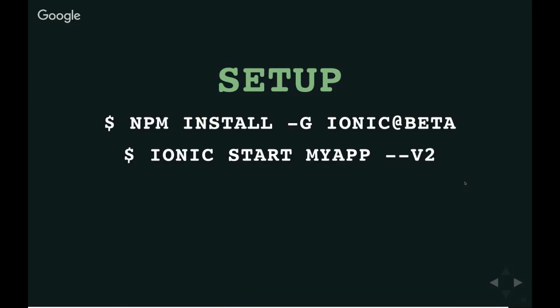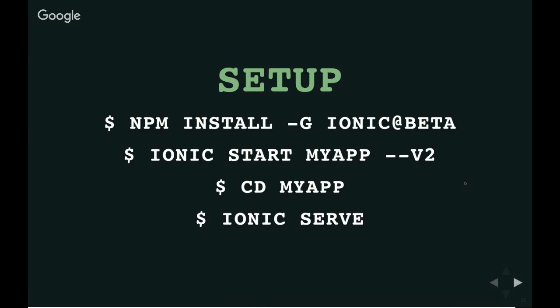From there, we want to start an app. If you've done any Ionic 1 development before, this command is exactly the same as it would be in Ionic 1. But in this case, we want to pass a --v2 flag to let the CLI know we want a V2 app. We cd into that directory, and then we can run Ionic serve.